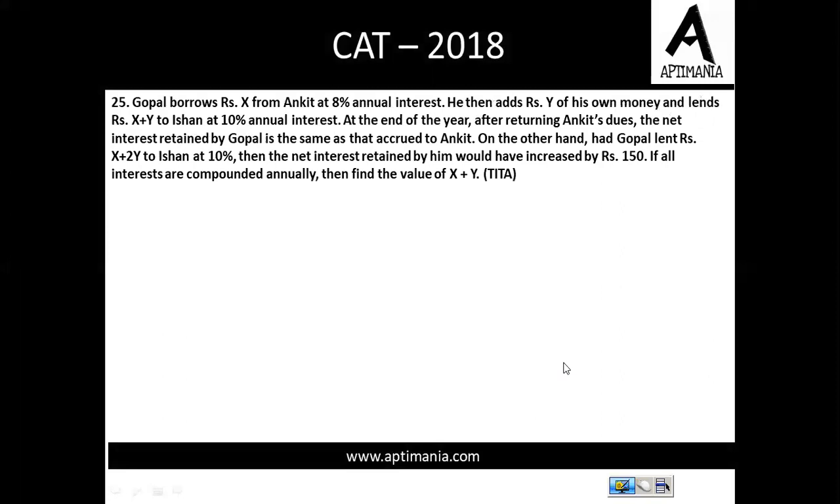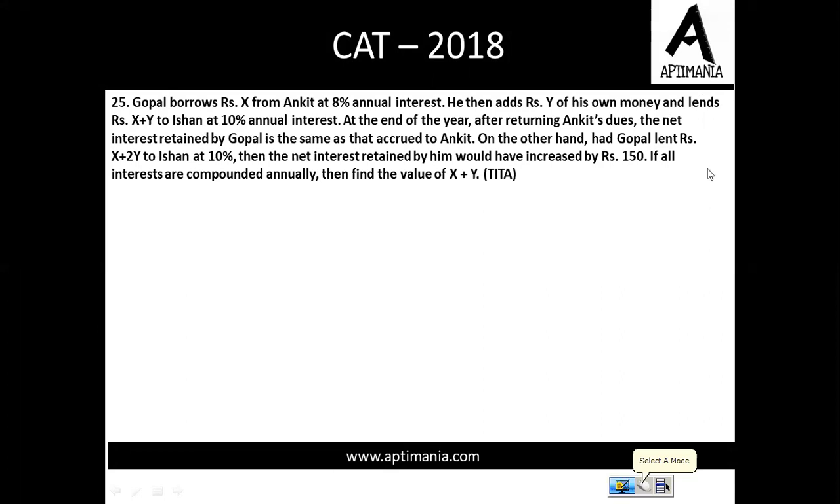Question number 25 is on the screen. The question states that Gopal borrows rupees X from Ankit at 8% annual interest. He adds Y rupees on his own and lends rupees X plus Y to Ishan at 10% annual interest. At the end of the year, after returning Ankit's due, the net interest retained by Gopal is the same as that accrued to Ankit. Okay, fine.